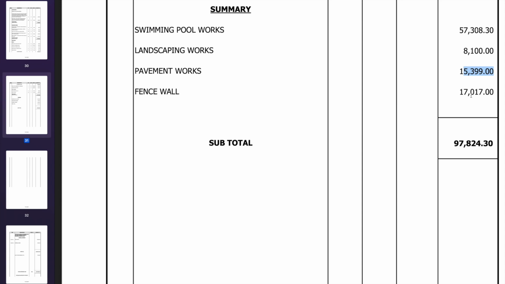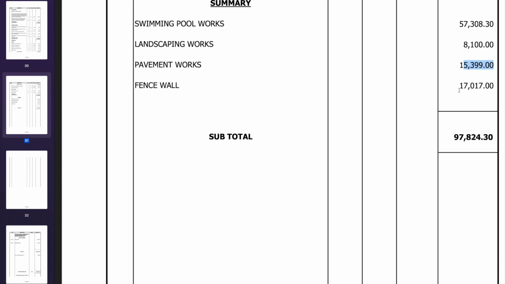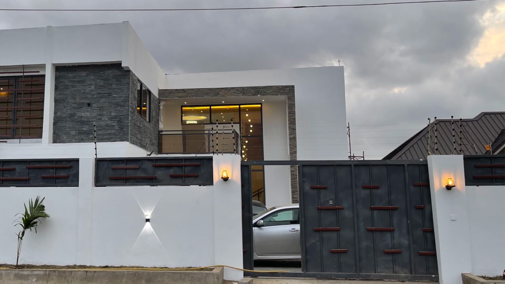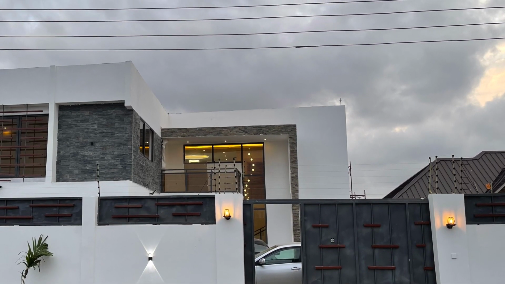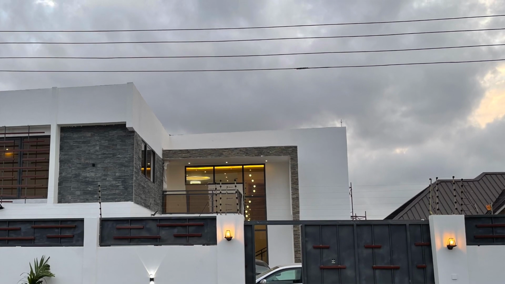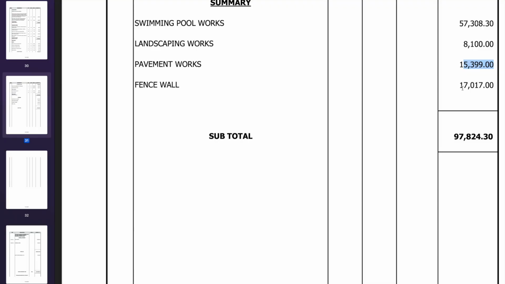I already had most of the wall done, so it was more plastering work. Also, they had to put up the electric fencing. There is electric fencing that people put on their walls in Ghana to keep themselves safe. You cannot go over that. There is an alarm system, and it will shock you to death. So that's the fence wall price there, but it is not the entire wall.